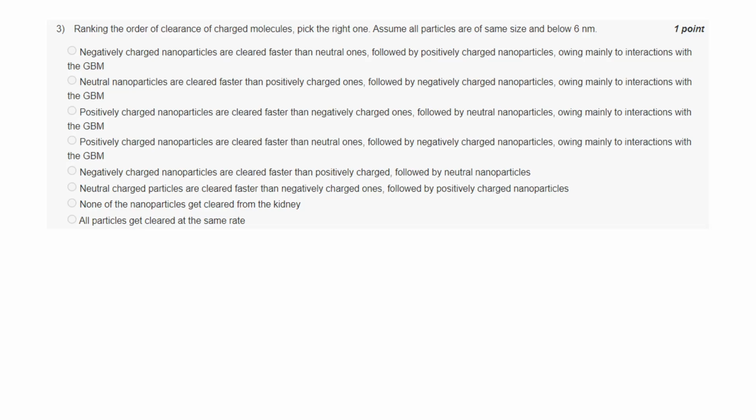Okay, the next question is ranking the order of clearance of charged molecules. Pick the right one. We have to assume all particles are of the same size and below 6 nanometer. A lot of options are given. Kind of a tricky question, but if you know the concept of how particles are getting cleared from the kidney, you'll be able to answer this. I'll wait for a while. Go over the options slowly. We have plenty of time, and let me know if you know the answer. If not, we'll discuss.